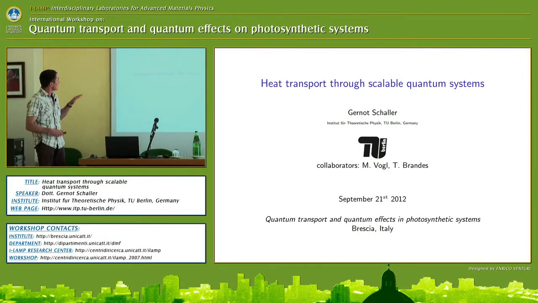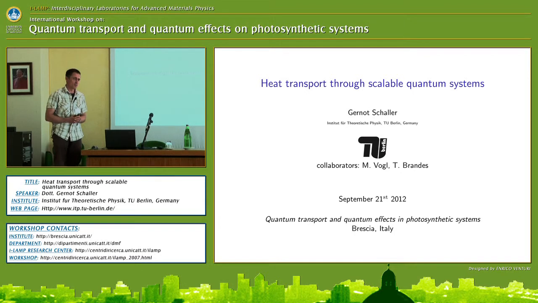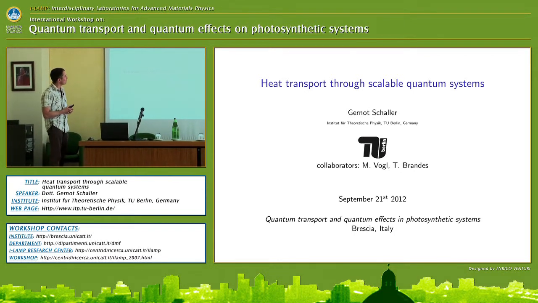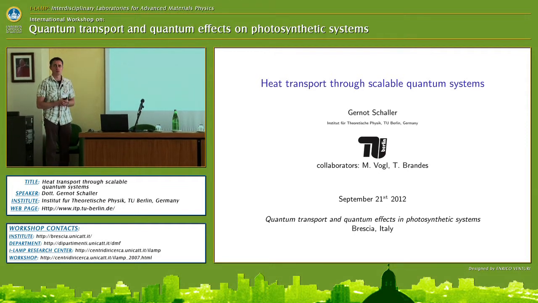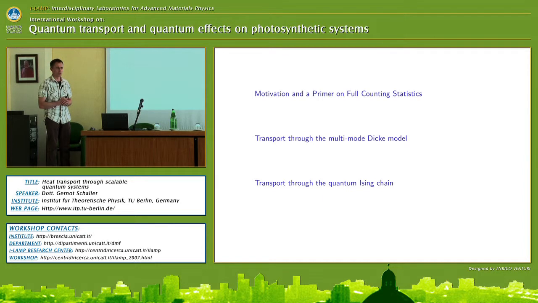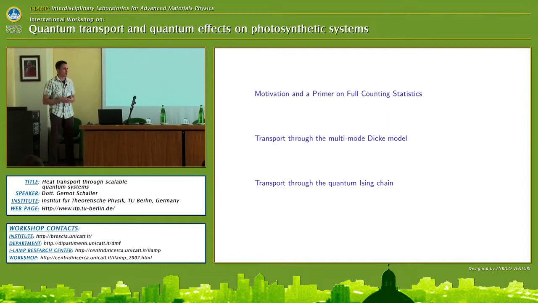I will discuss two little examples where we can actually exploit symmetries of systems to obtain a closed analytic solution for size-scalable systems. One example will be the multi-mode decay model in a stationary regime, so it's not the original one which you might know from quantum optical setups. And another one will be transport through the quantum Ising chain, which is a paradigmatic model for a quantum phase transition.